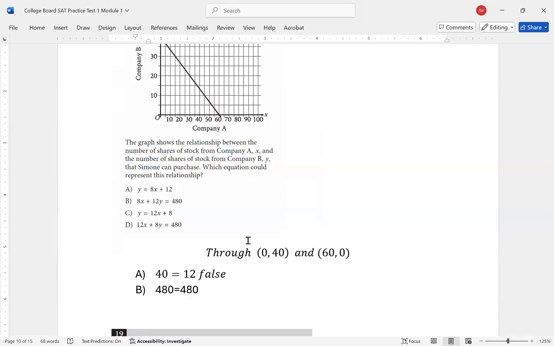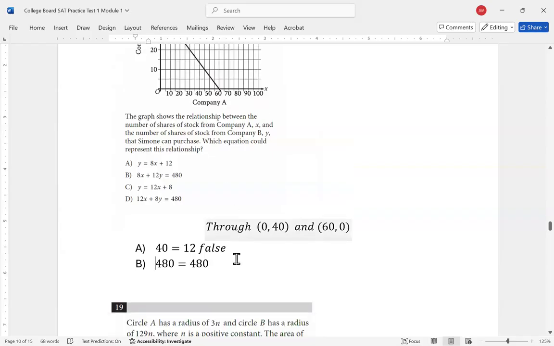Also, when I plug in 60, 0, I would get 8 times 60. 8 times 60 is 480, plus 12 times 0, which is 0, is equal to 480. So when I plug in 0, 40, I get a true statement. When I plug in 60, 0, I get a true statement. So I get 2 true statements when I plug in these 2 points. And that means this equation could represent the relationship that is drawn up here.